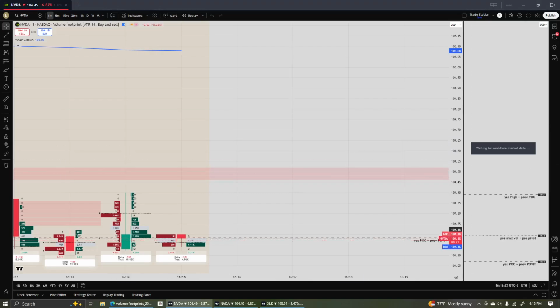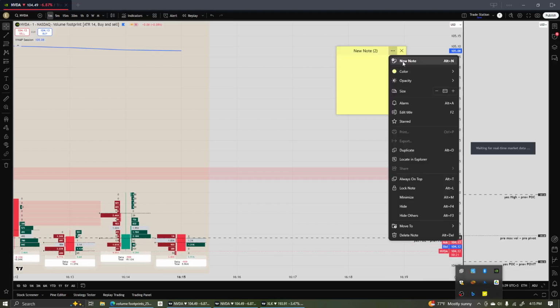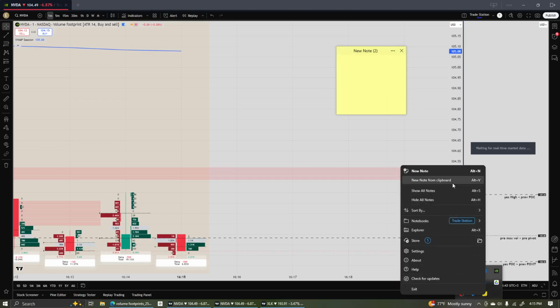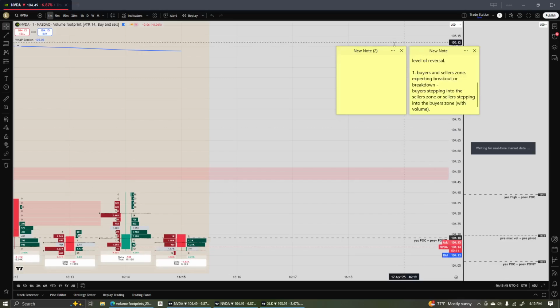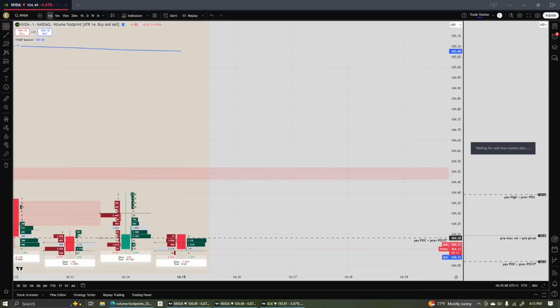So where's my sticky note? I swear, why does the sticky note keep disappearing? It's not sticking. I don't want the new note, I want the old note. Hmm. I need to type here.